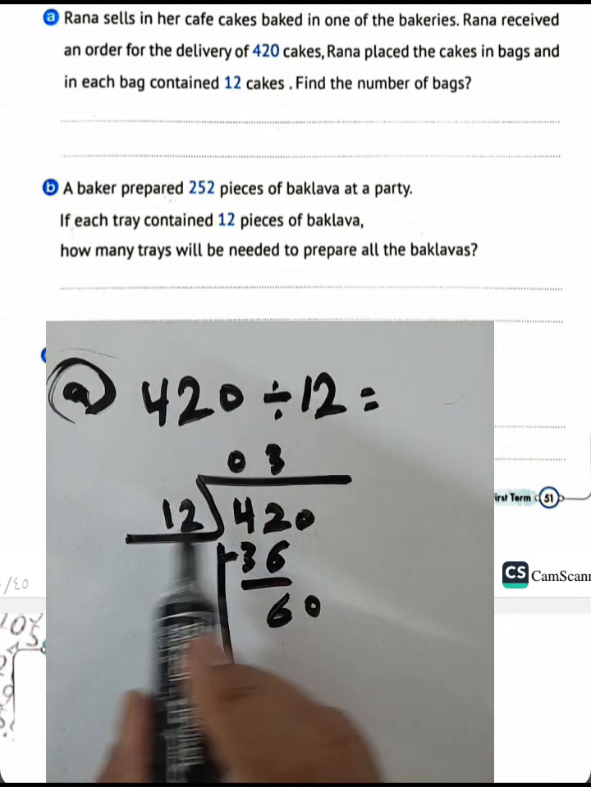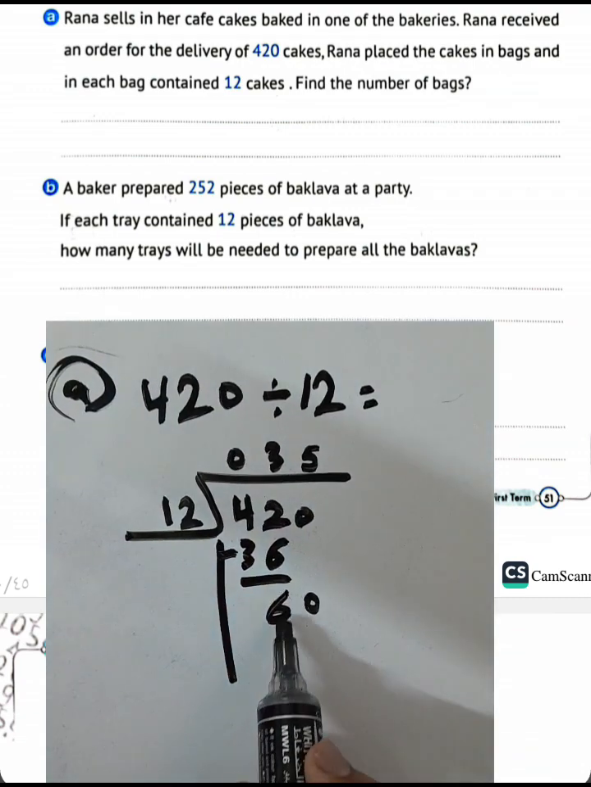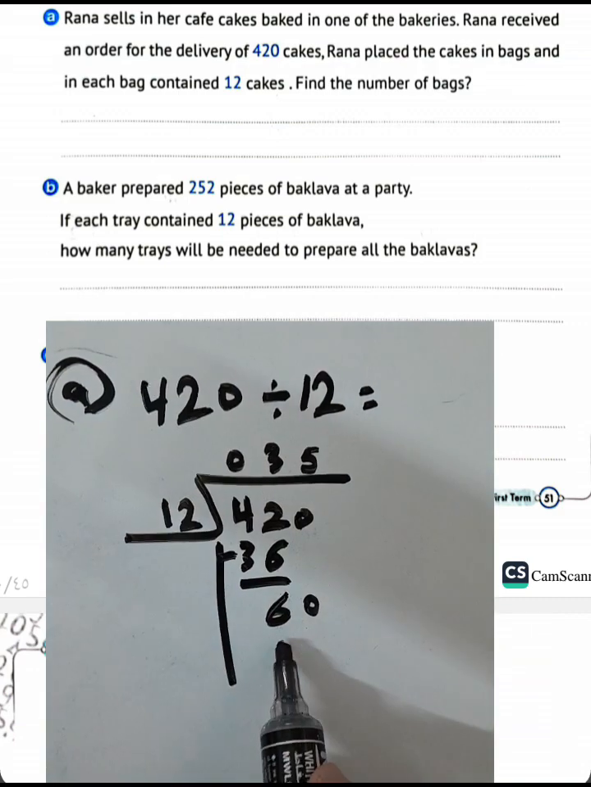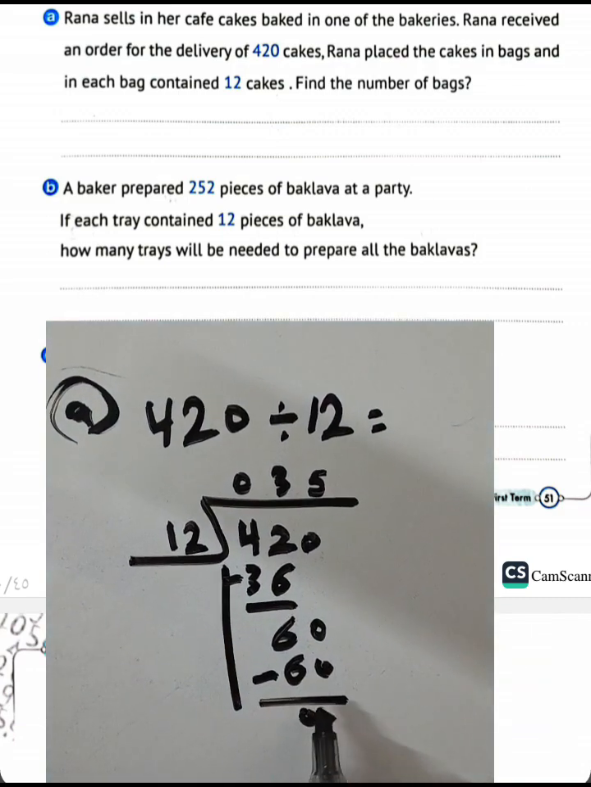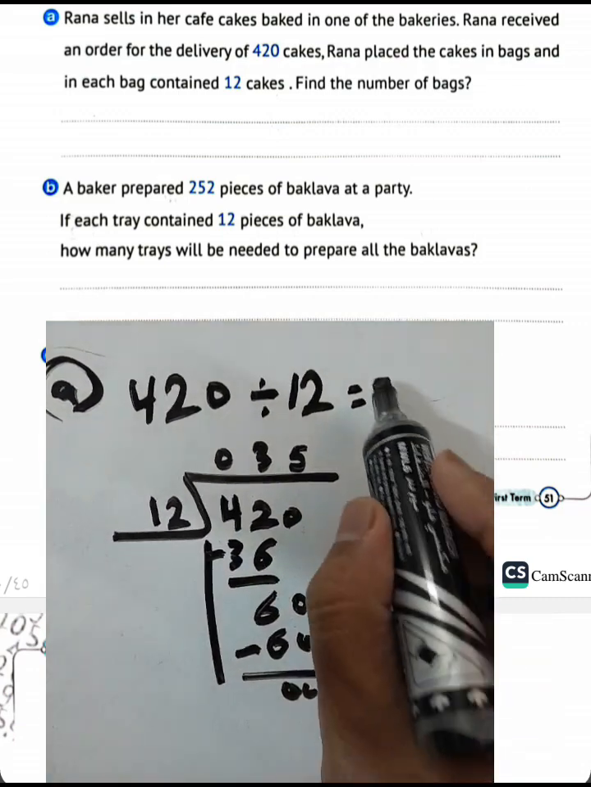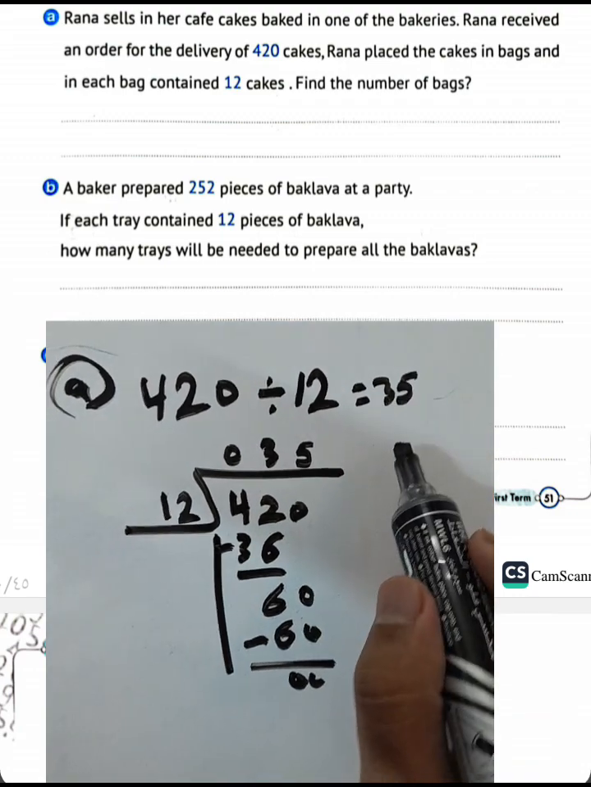60 divided by 12 equals 5. 5 times 12 equals 60. Then the result here will be 35. We have 35 bags.